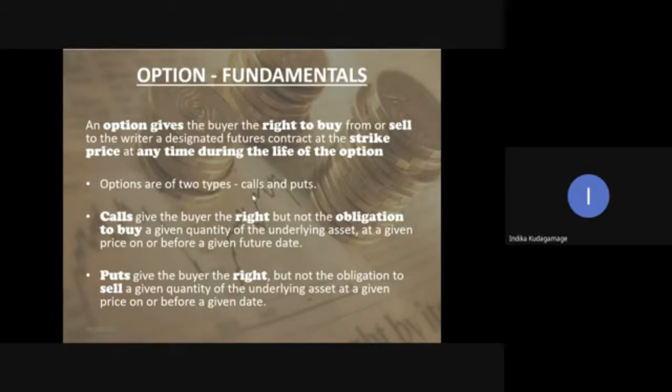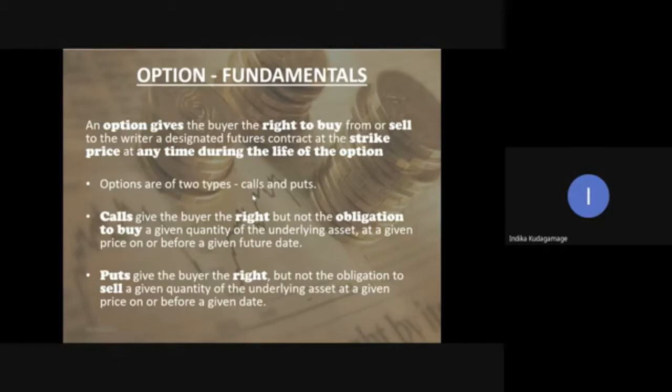Right? I am the investor. I want to buy chicken at 200 rupees. In order to get that right, I am ready to pay a 50 rupees premium. I want to buy. Why? I think that prices will go up. Right? So call option is to buy.